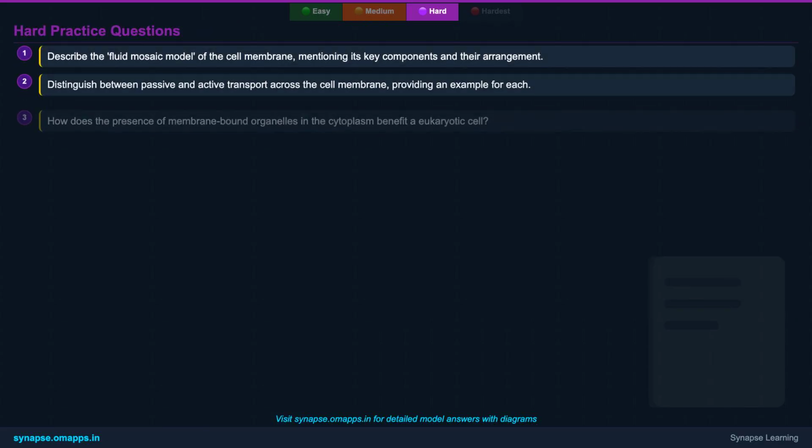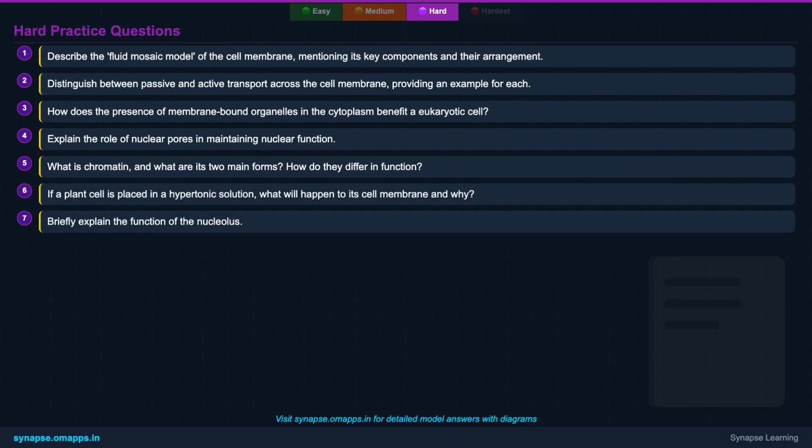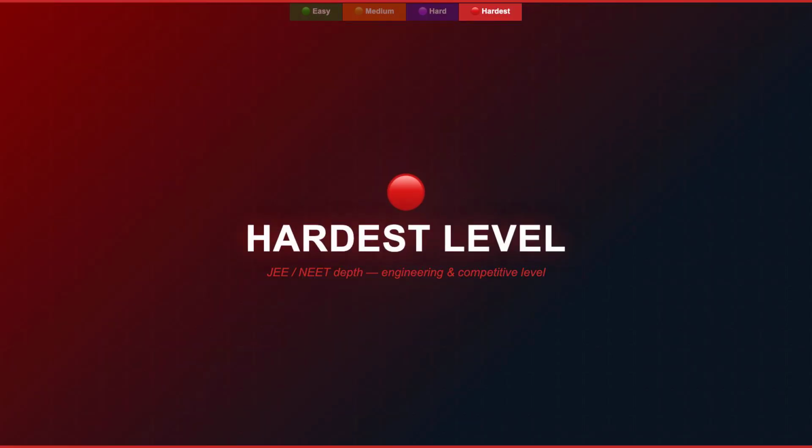You've tackled some challenging concepts. Here are 7 practice questions to deepen your analytical skills. These questions require more than just recall, they'll make you think critically and connect different ideas. Take your time, and good luck. Are you ready to truly master the structural organization of cells?